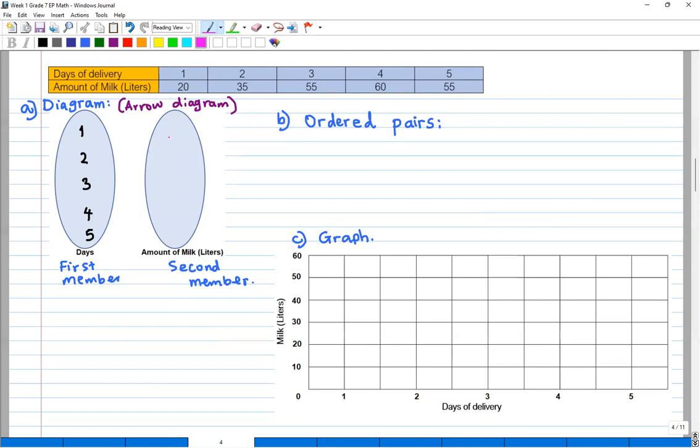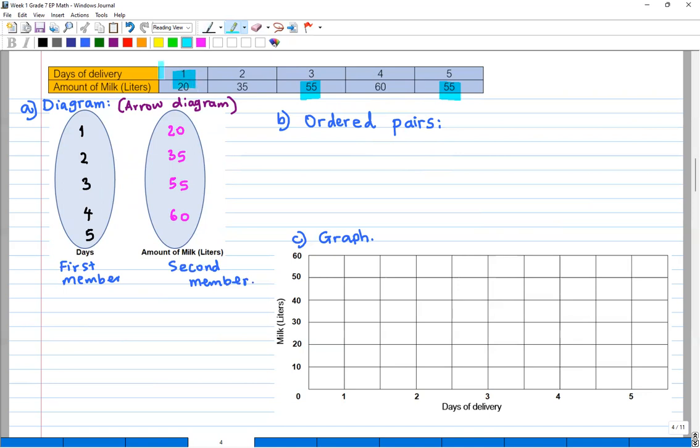So let's have 20, 35, 55, and 60. Now you can see that 55 appears 2 times. You have this 55 and you have this 55, but no problem, you can write it once. But even if you write it 2 times, still there is no problem. The most important thing is to match them up correctly.